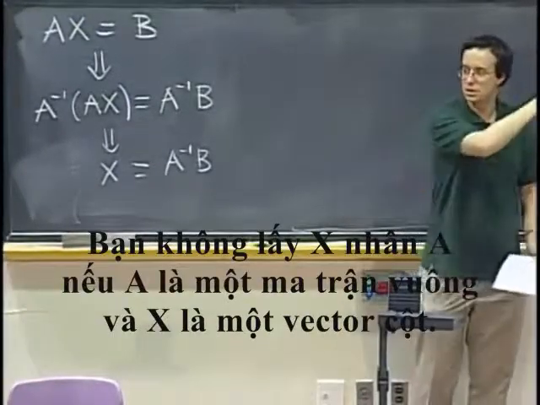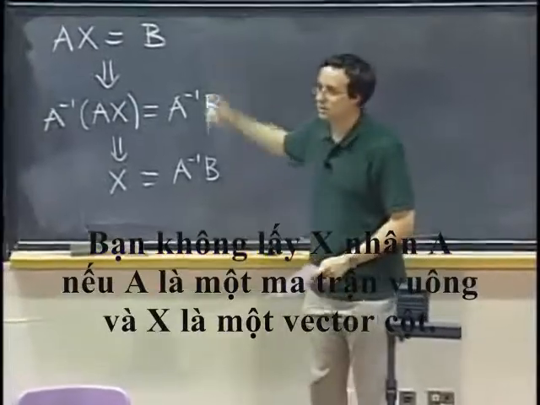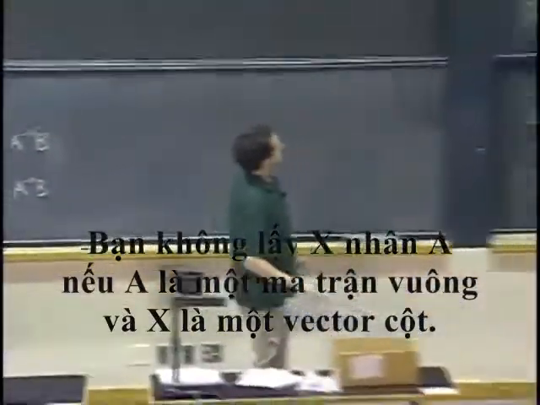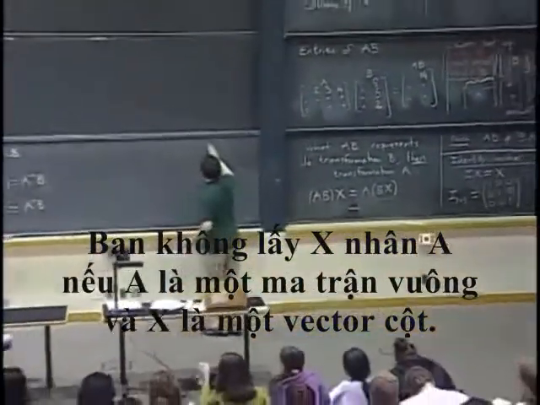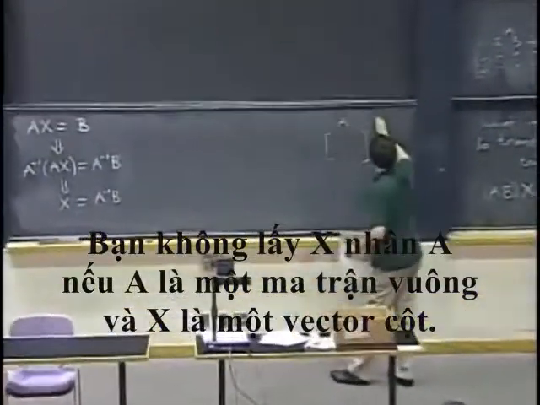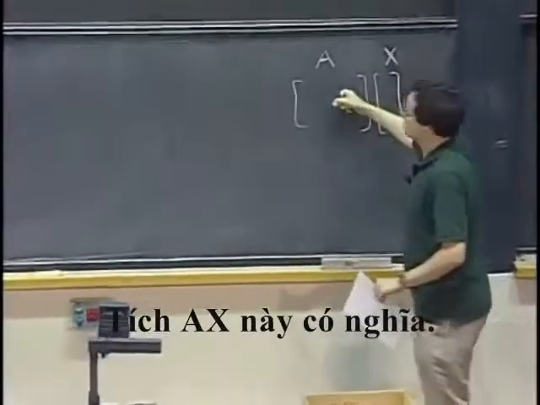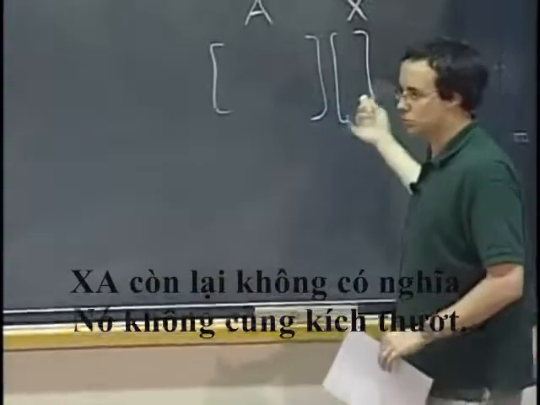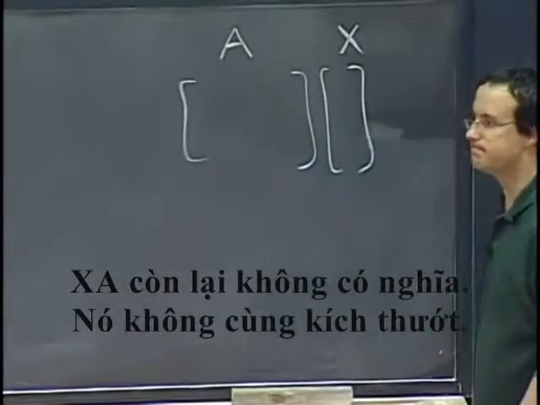You cannot take x times A. If A is a square matrix and x is a column vector, the product A times x makes sense. The other one doesn't make sense. It's not the right size.